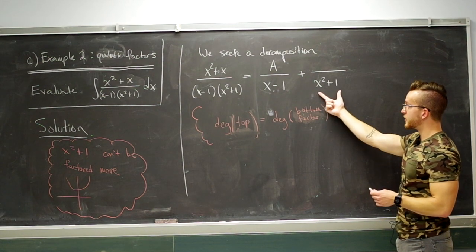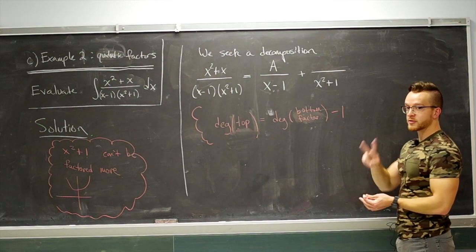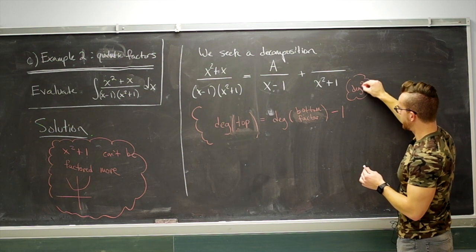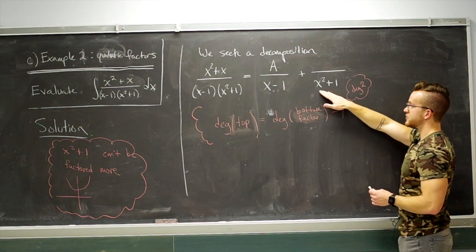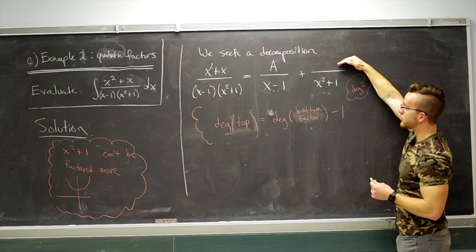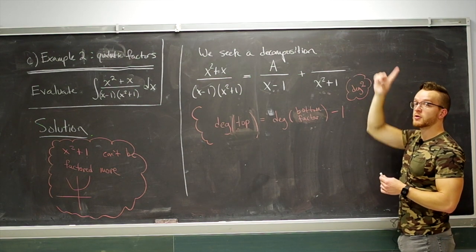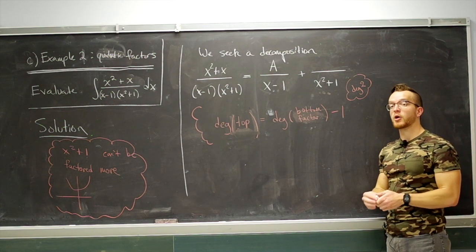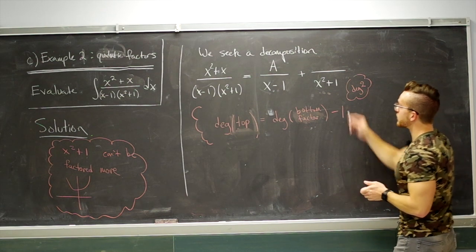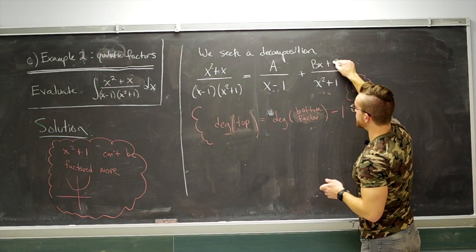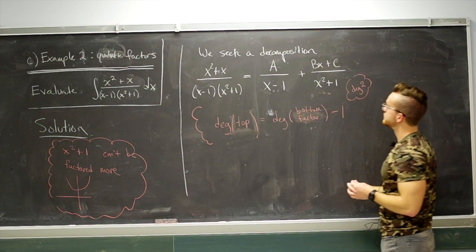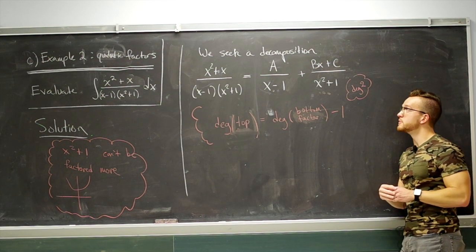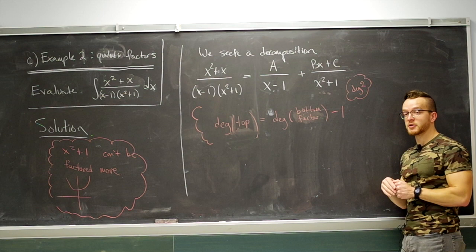Here's where things are a little different. The degree of this factor is 2. Because the degree of the factor is 2, the expression that I put in the numerator here has to be of degree 1. What does the most general possible degree 1 expression look like? It'll look like bx plus c. Bx plus c is the most general possible degree 1 expression. And we have to account for any possibility on top.